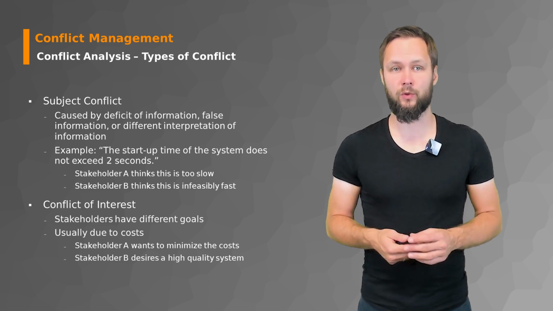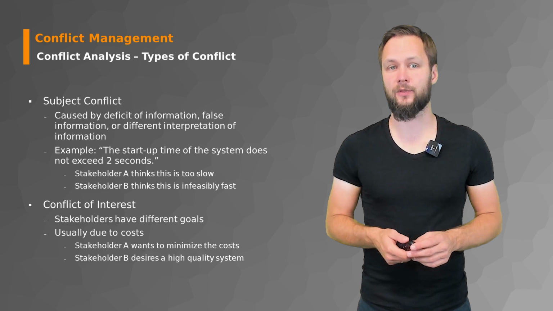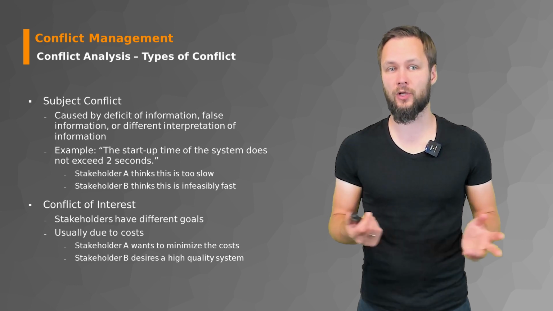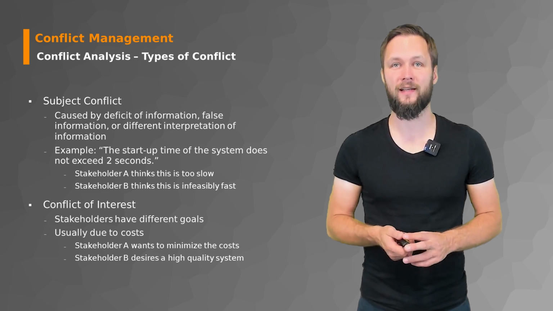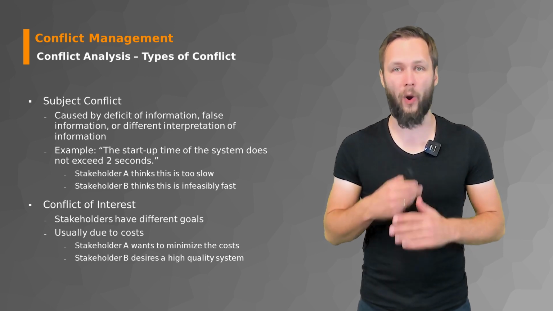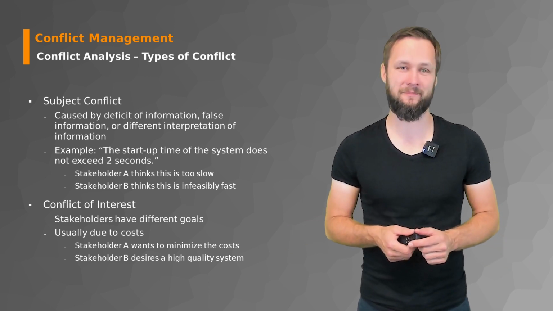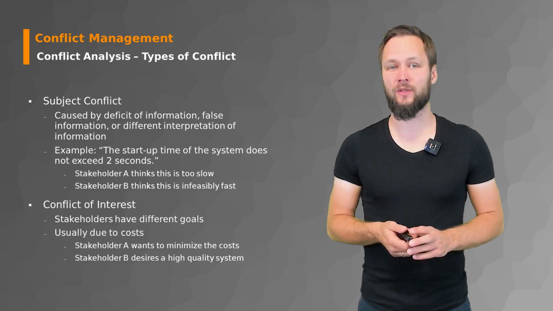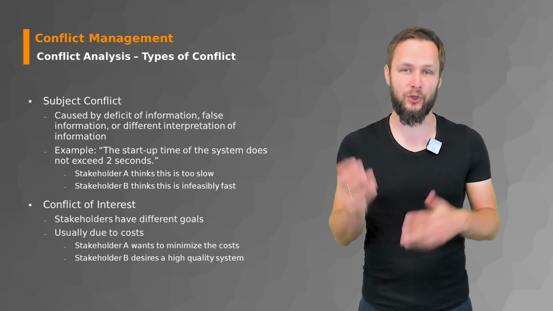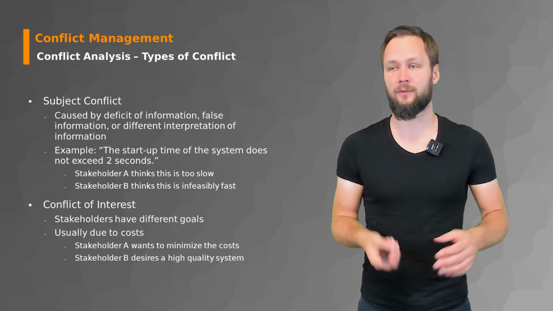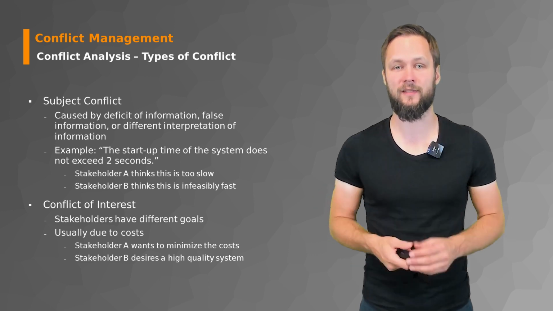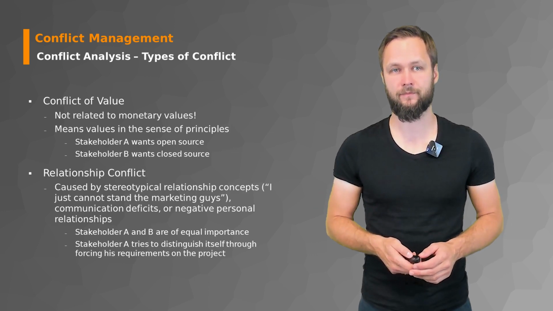Next category would be a conflict of interest. Stakeholders may have different goals, usually due to costs. And as I already told you, usually your customer wants something that would cost way more than what they are willing to pay. Stakeholder A wants to minimize the cost. Stakeholder B desires a high quality system. Usually quality costs more than low budget stuff. So you have to find something in between that makes both stakeholders happy.